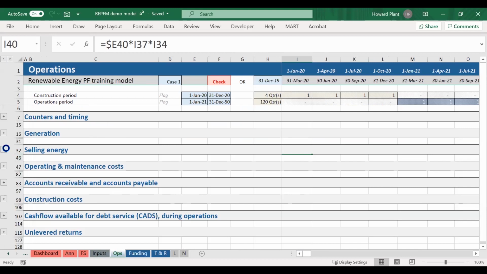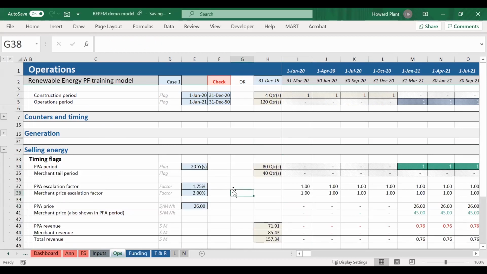And just to give you an example of the look and feel of a best practice model here, you can see a number of things when I've opened up this section called selling energy. This is a section where we're working out the total revenue, a portion being from PPA and a portion being from merchant. And so the PPA revenue, if I look at the formula for this, this is about the extent of any formula in the model.